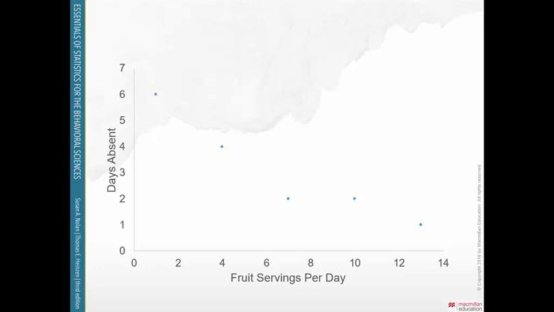Oh, look, I have a graph for you. Here's our scatter plot. What does it look like we're looking at? A positive or negative correlation? Hopefully you can see it looks like a negative correlation between fruit servings and days absent. The less fruit people eat, the more absent they were. The more fruit people eat, the less they were absent.